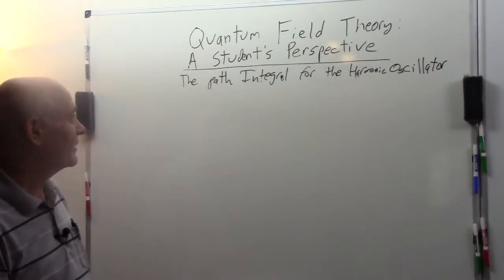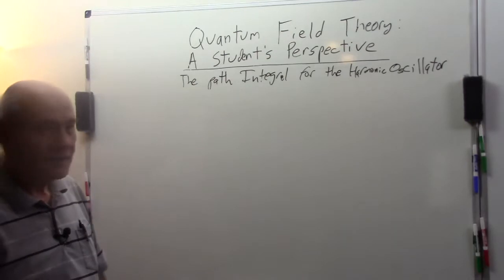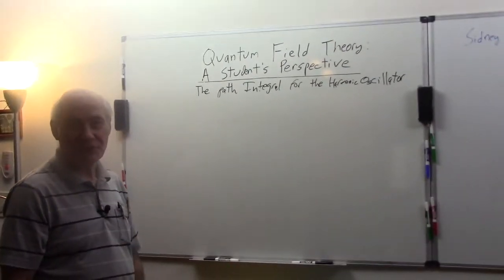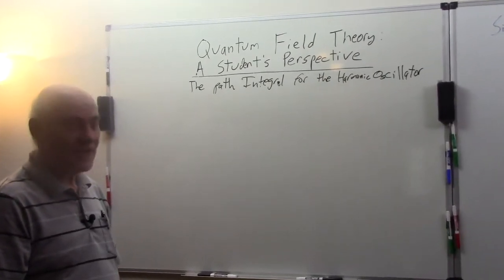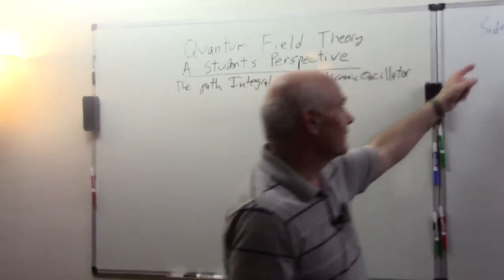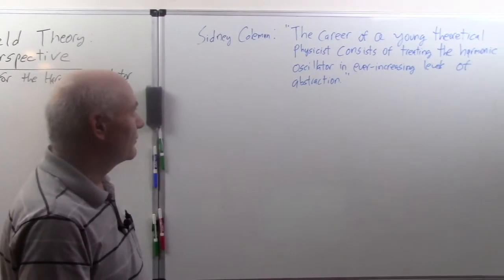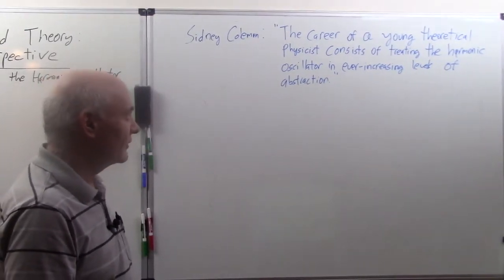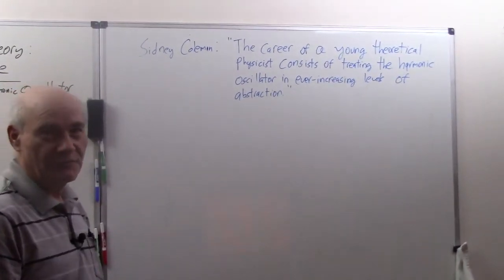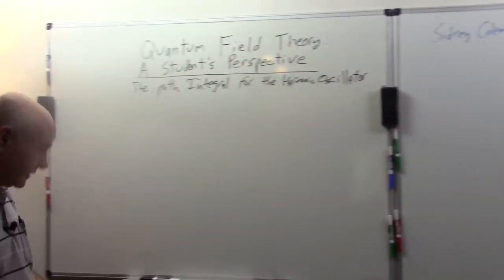Today's lesson will continue with the path integral, and we'll do it for the harmonic oscillator, which, if you've gotten this far in physics, you kind of know is probably the most important system. It's the only system we can usually treat exactly in physics other than the free particle. And a very famous physicist, Sidney Coleman, who passed away a few years ago, once wrote, "The career of a young theoretical physicist consists of treating the harmonic oscillator in ever-increasing levels of abstraction." So let's start treating the harmonic oscillator.